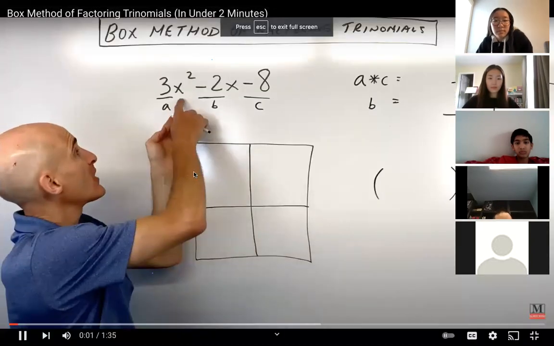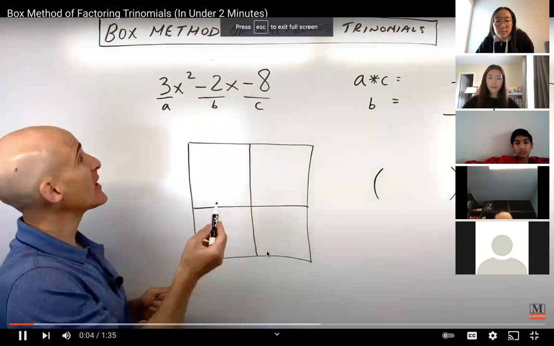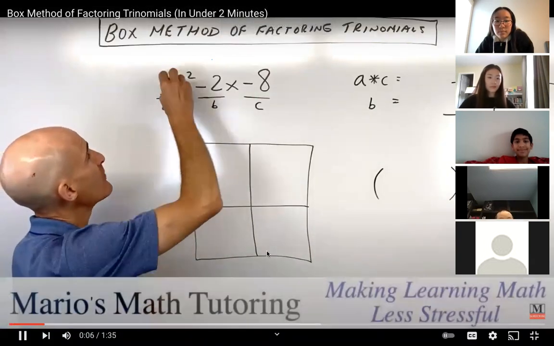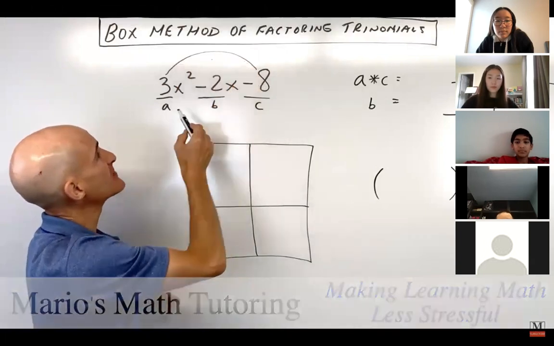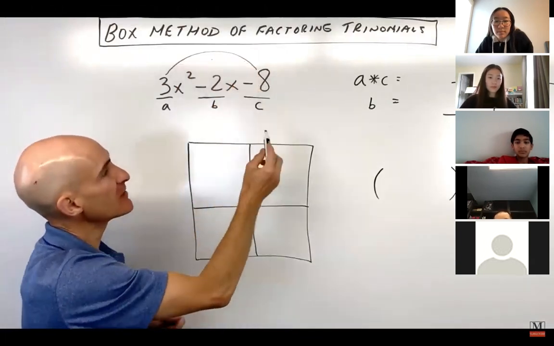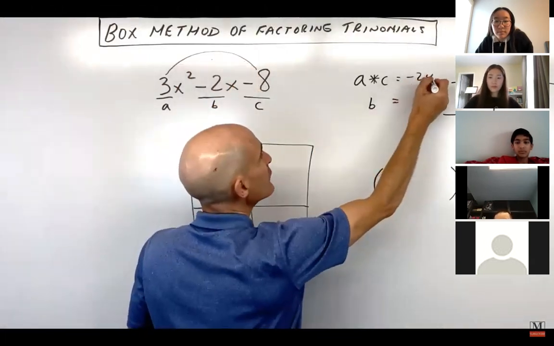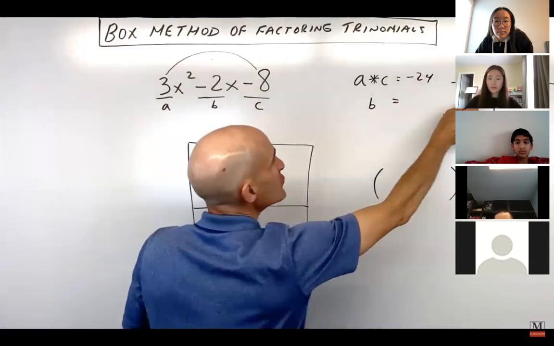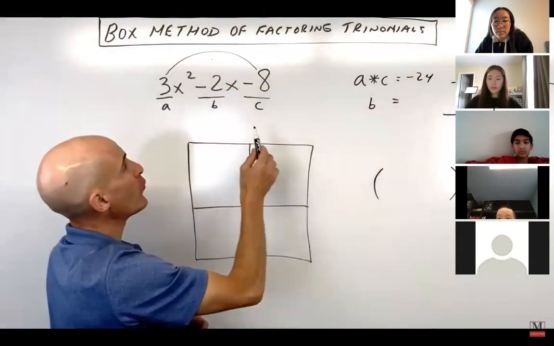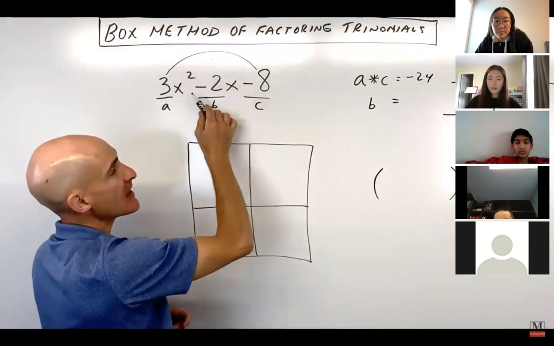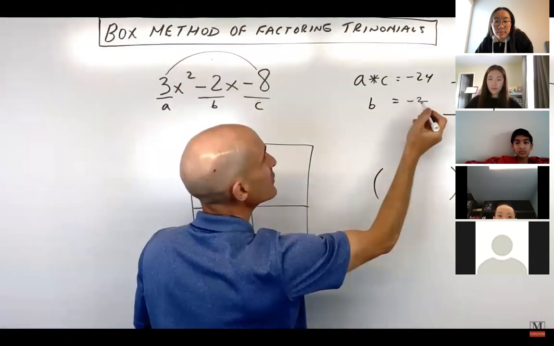Binomial 3x squared minus 2x minus 8. What you want to do with the box method of factoring is multiply the a value times the c value. So 3 times negative 8, that's negative 24. And so we say, what two numbers multiply to negative 24, but they have to add to that middle coefficient, that b value, negative 2.